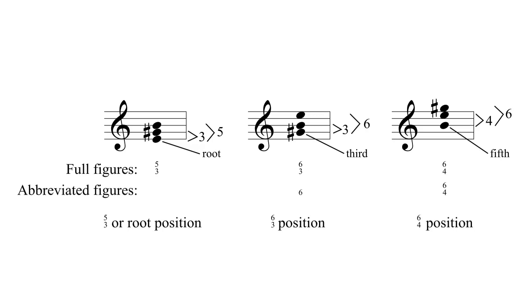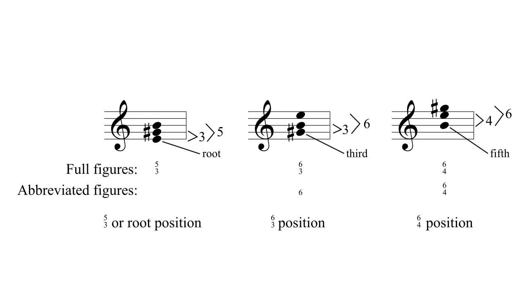It is common to abbreviate the figures. The abbreviation for 5/3 is to just leave it blank. The abbreviation for 6/3 is 6. 6/4 has no abbreviation, so it remains the same. The idea behind the abbreviations for figures is that when nothing is listed, you can assume there are thirds. This will make more sense when we cover seventh chords in future lessons.